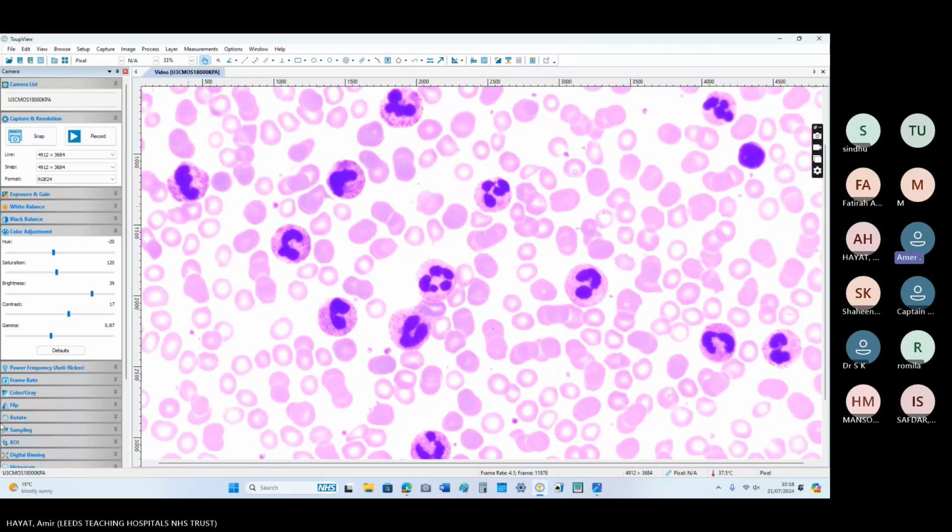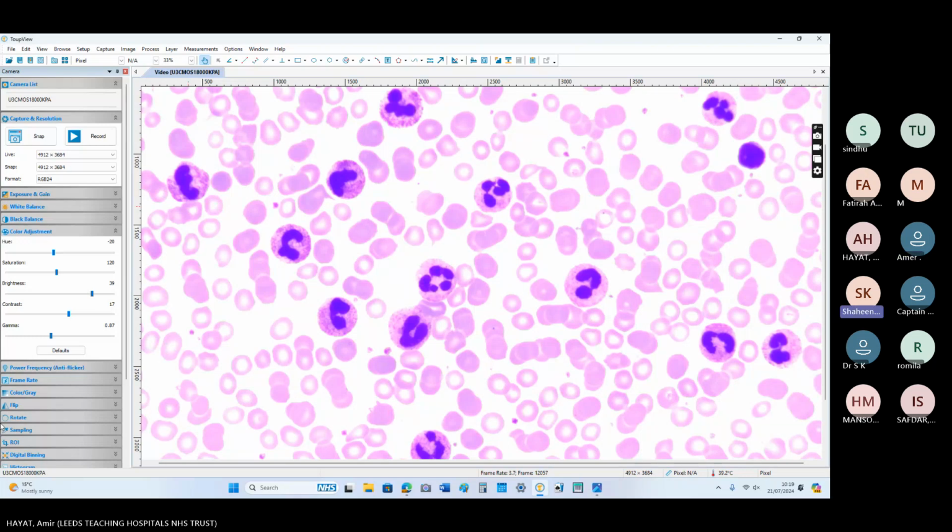This one has many band forms and a few myelocytes, and they are toxic granulated as well. In CNL, they are not like that. What is the mutation associated with the CNL?